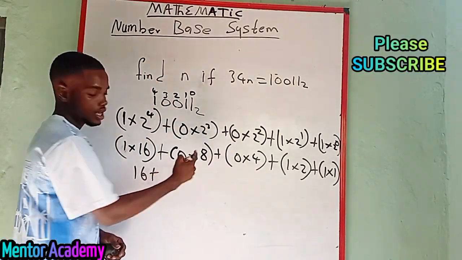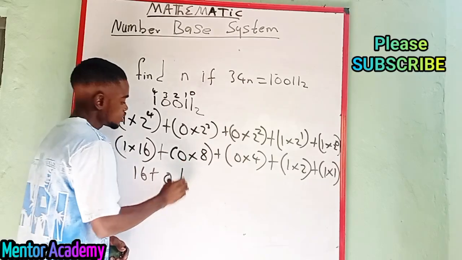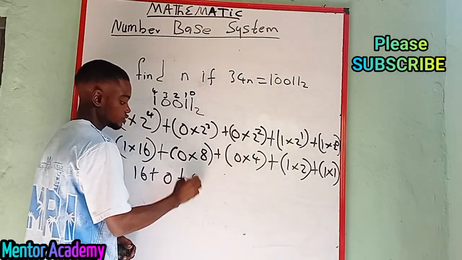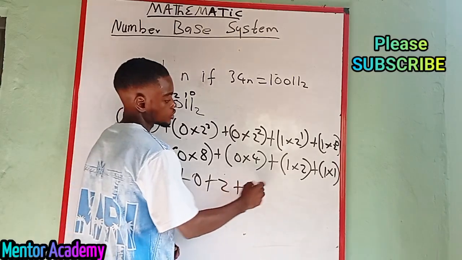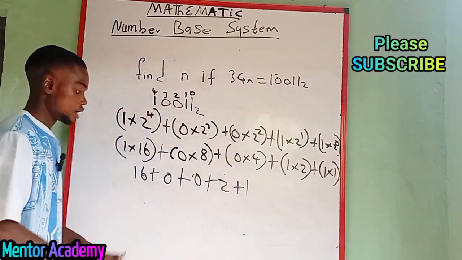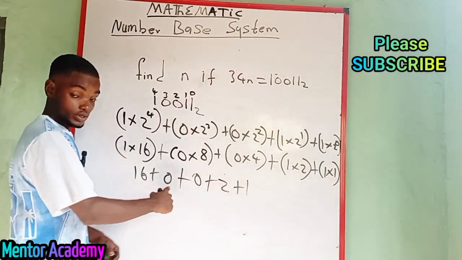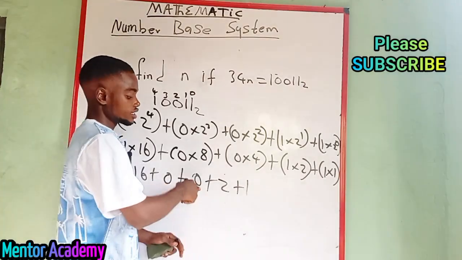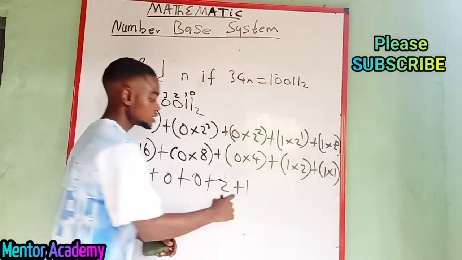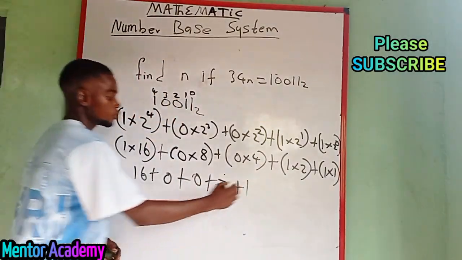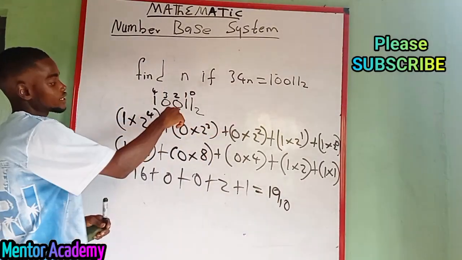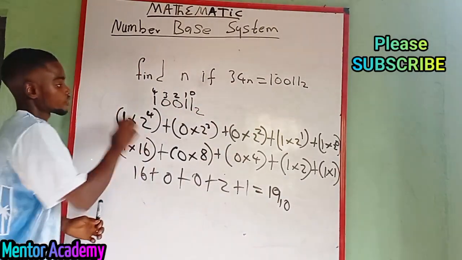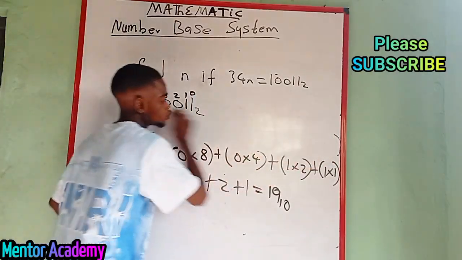16 plus 0 times 0, like I say, is still going to give you 0, plus 0 times 4 is still going to give you 0, plus 1 times 2 is going to give you 2, plus 1 times 1 is going to give you 1. Now here 16 plus 0 is still 16, 16 plus 0 is still 16, 16 plus 2 is going to give 18, 18 plus 1 is going to give you 19, and this is under base 10. So I've converted this number to base 10. Hence, we have it to be 19.